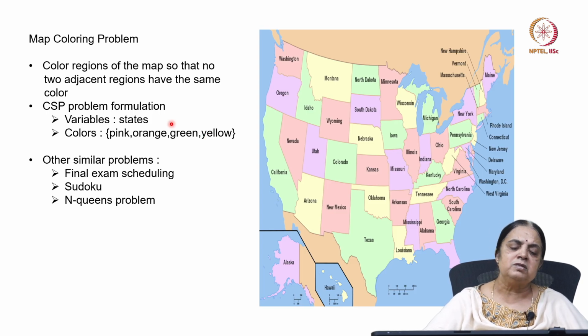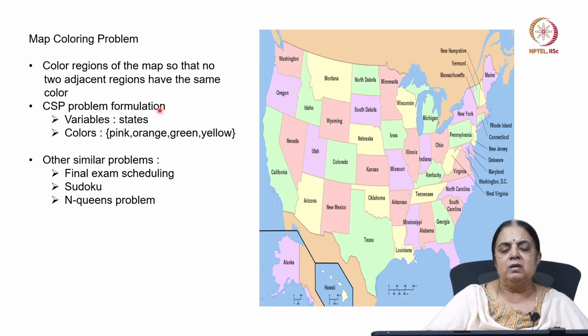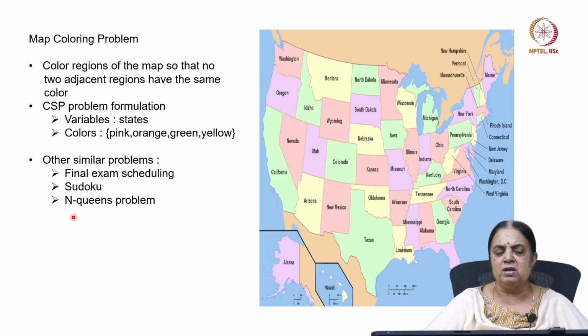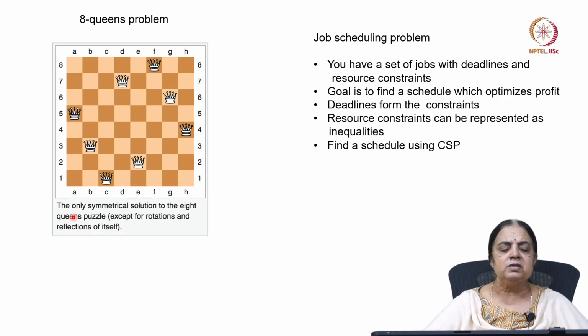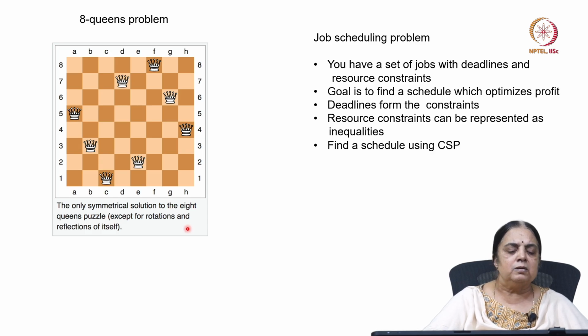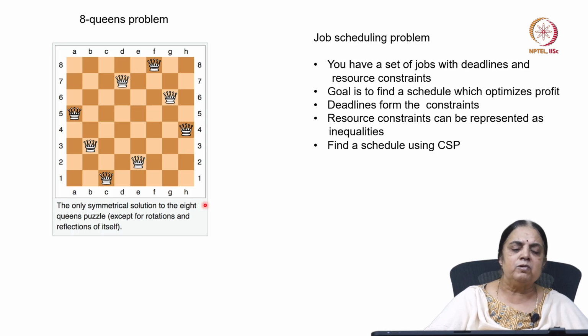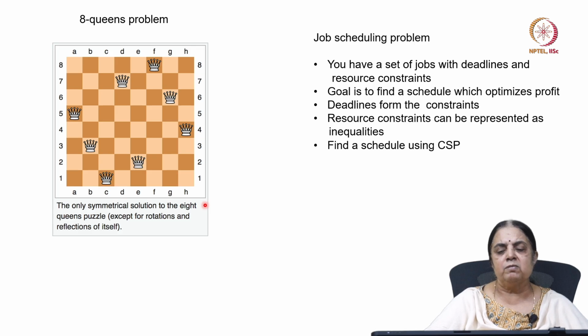So this can also be used as a constraint satisfaction problem. Other problems similar to map coloring are final exam scheduling and Sudoku. In the n-queens problem also we have constraints, so you can look at it as a constraint satisfaction problem, just like we did earlier. This is the n-queens problem, and this actually gives you a solution to it.